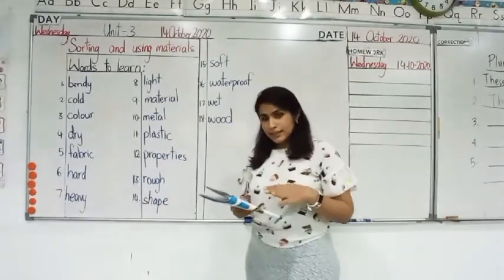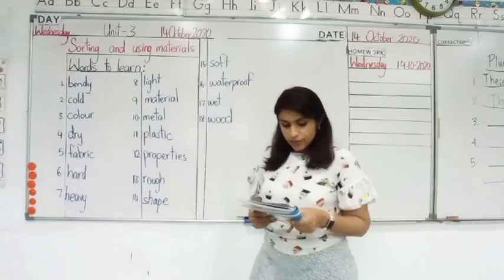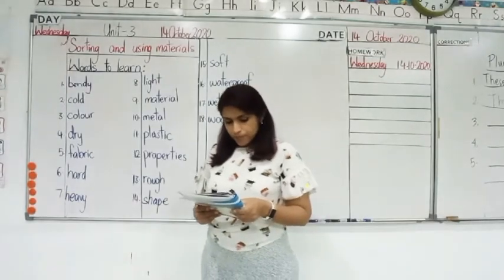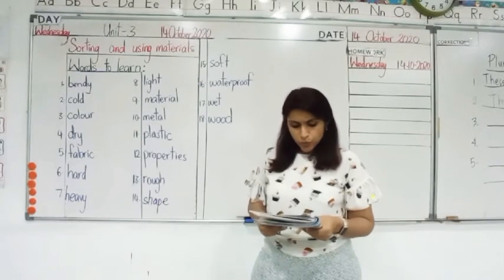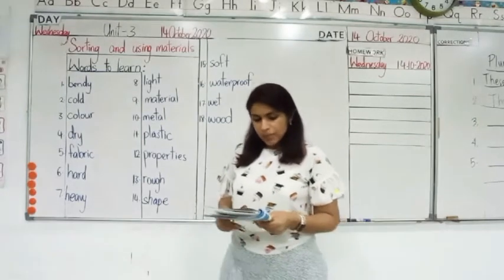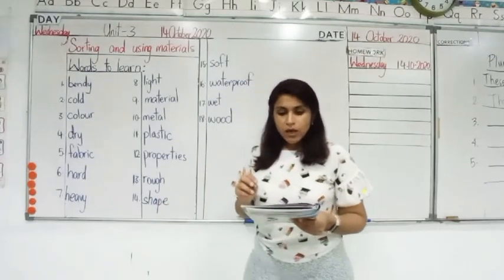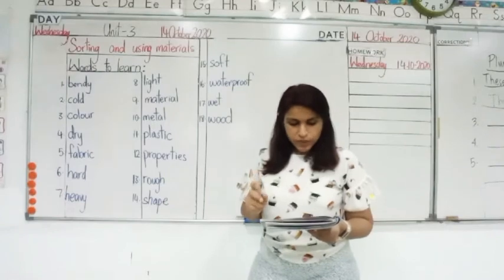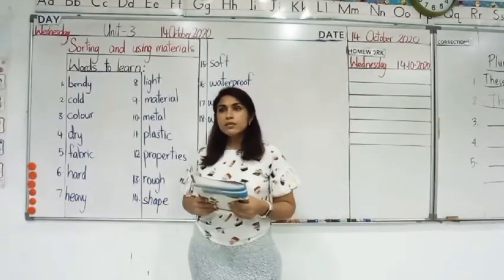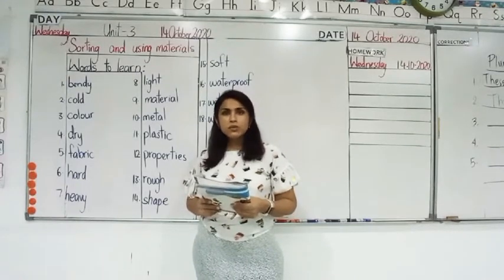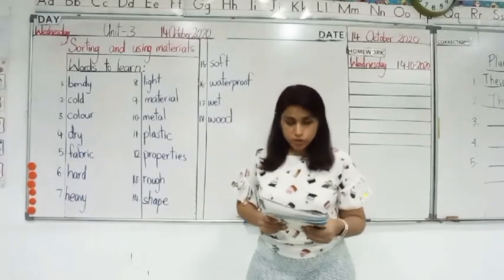Now next line, let's read. Metal, plastic, properties, rough, sharp, shape, soft, waterproof, wet and wood. So metal, you know what is a metal? It's a material, you can make objects out of it. Plastic. Properties means what that material can do, what the properties of it are. Okay, so where all can we use it, how beneficial it is.